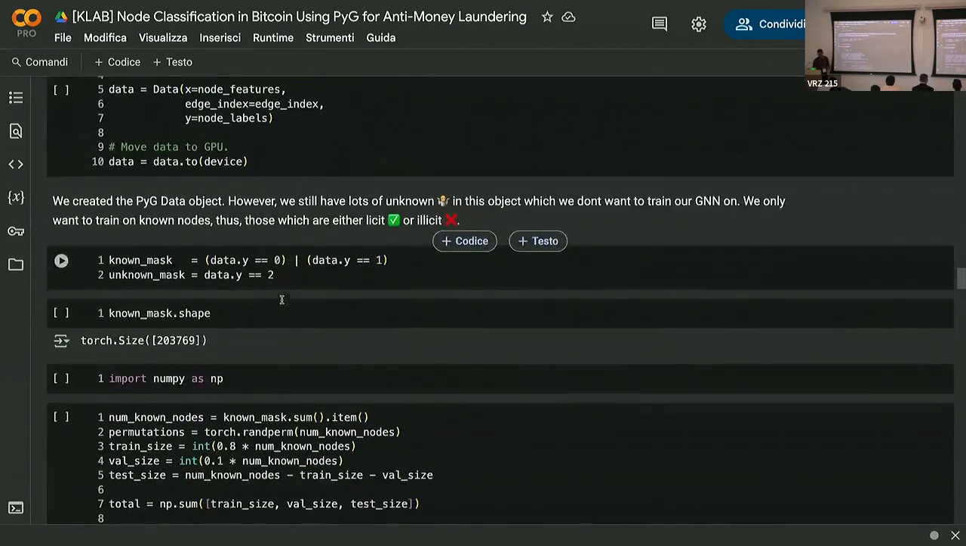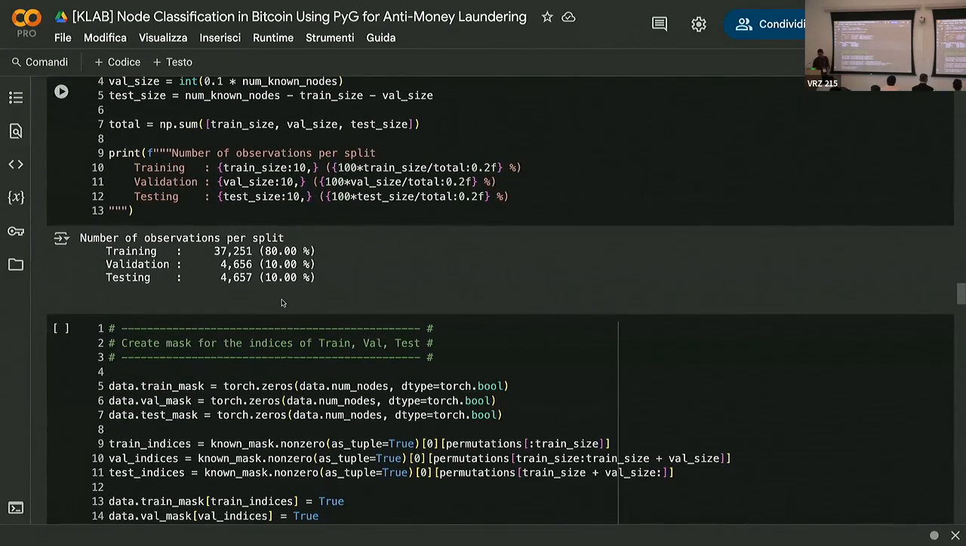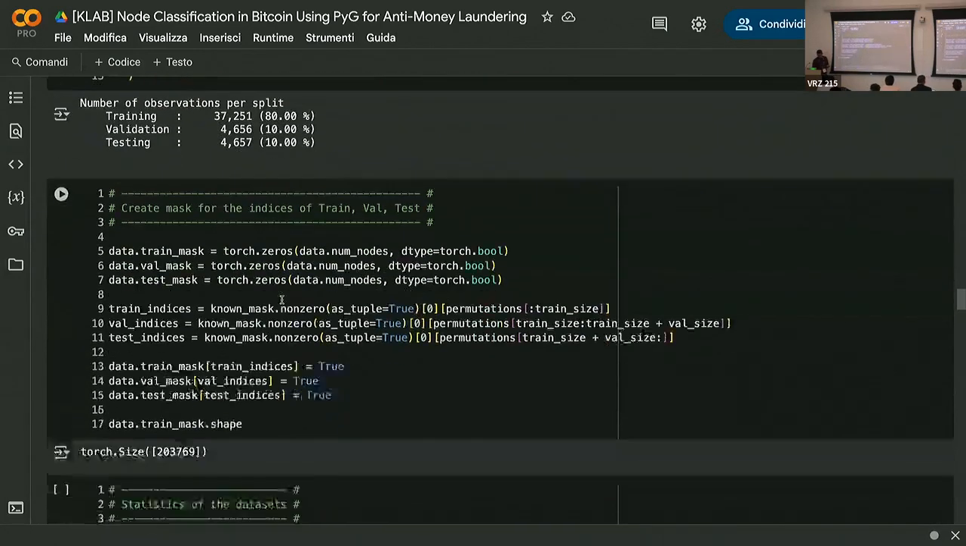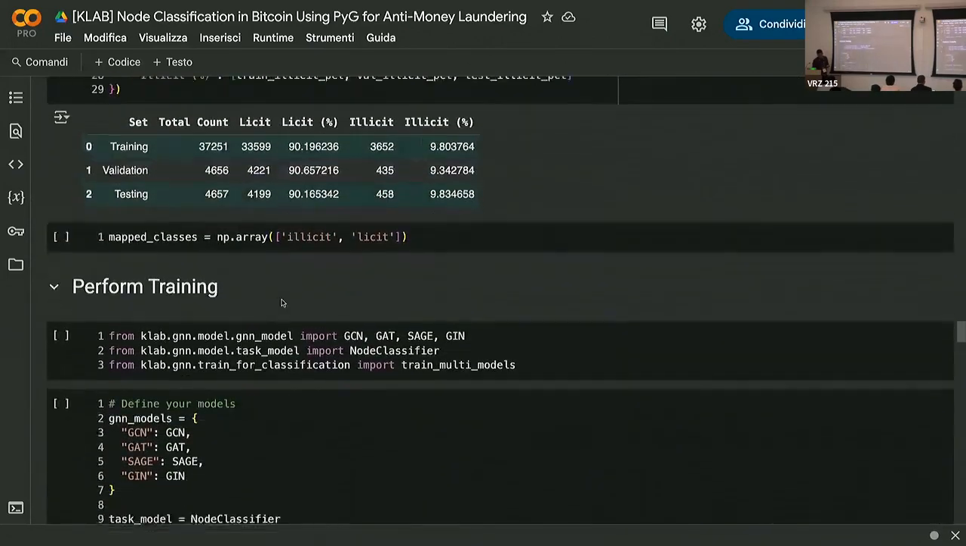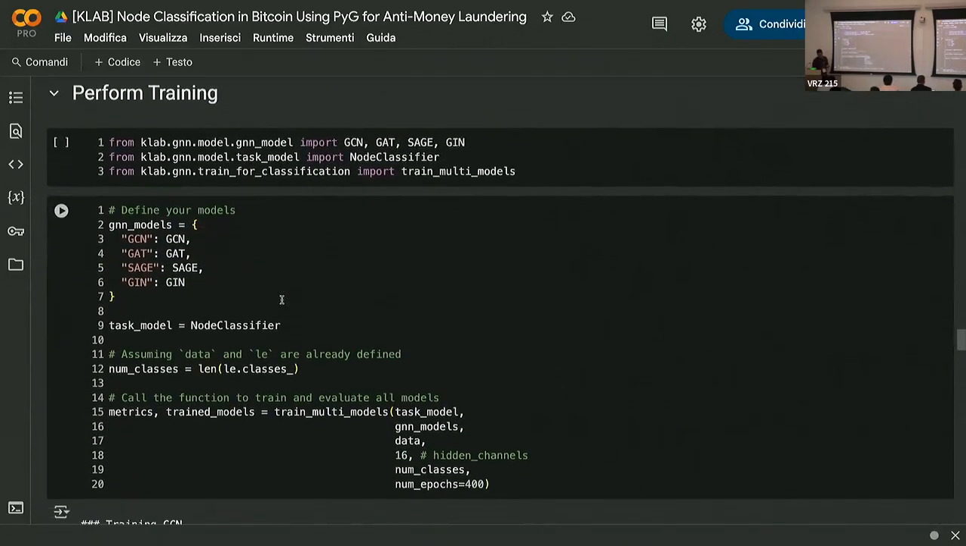So what I wanted to do right now is that, as I mentioned before, I applied the mask. So I have to decide which nodes are used for the training, which for the validation, and which for the testing. This is still data preparation, and then we perform the training.